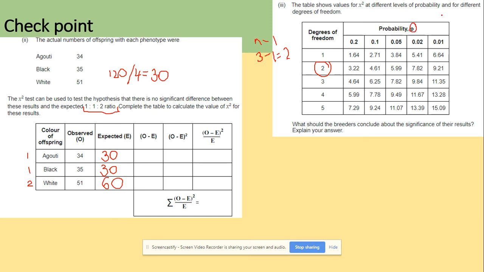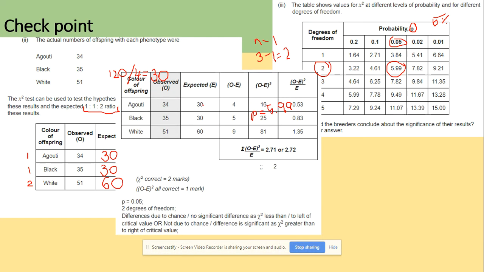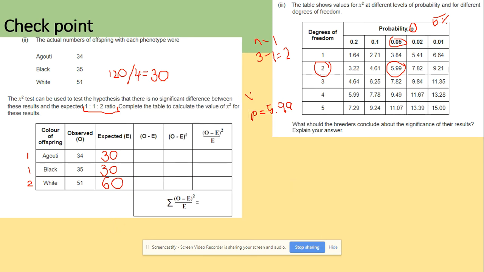Now remember, p-value always corresponds to 5%. Hence, we are now interested in this column. So the p-value, okay, p-value for this is 5.99. Okay, and after you finished this, you should work out your chi-square value. So doing our calculations, the chi-square is 2.71.